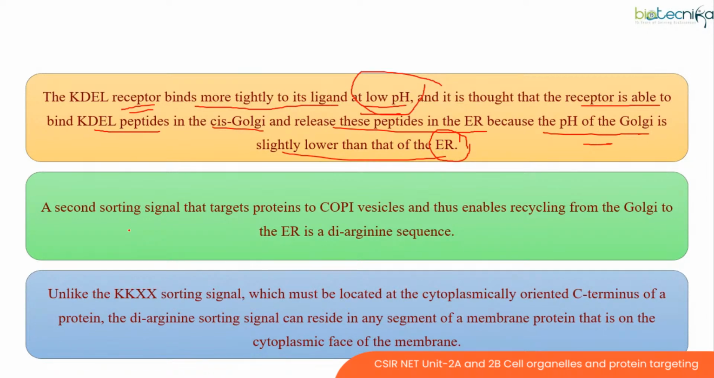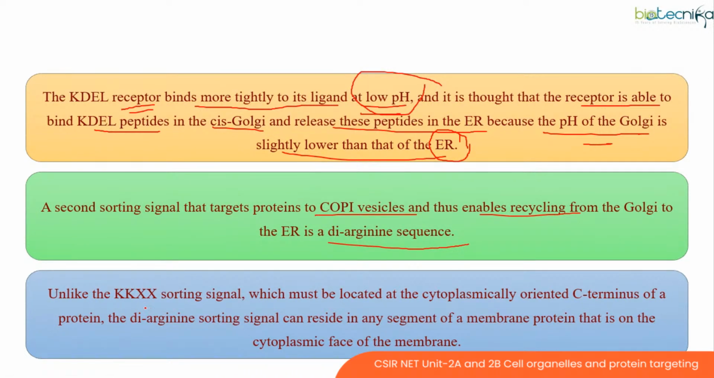A second sorting signal that targets proteins to COPI vesicles and also enables the recycling process is the diarginine sequence. So KDEL is not the only sequence that serves as a retrieval sequence. In certain cases, you will also find that the diarginine sequence can do the same function.